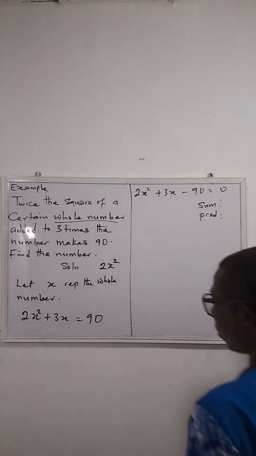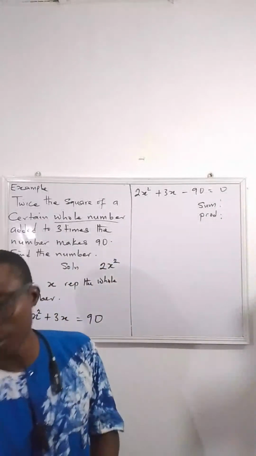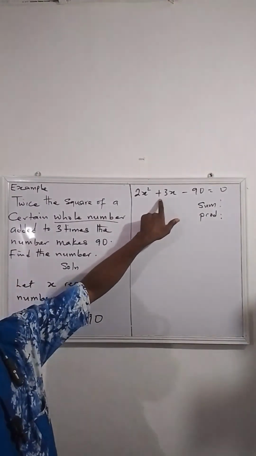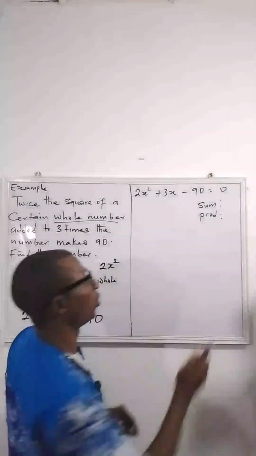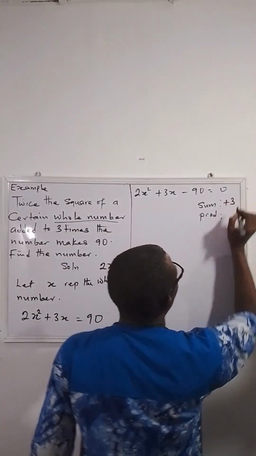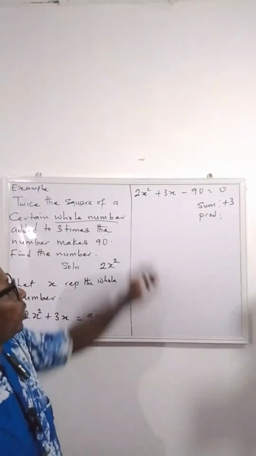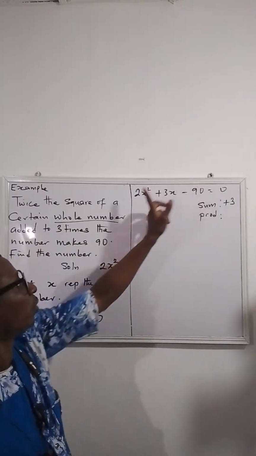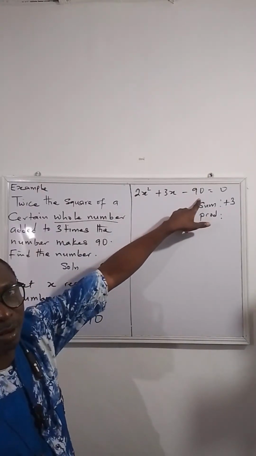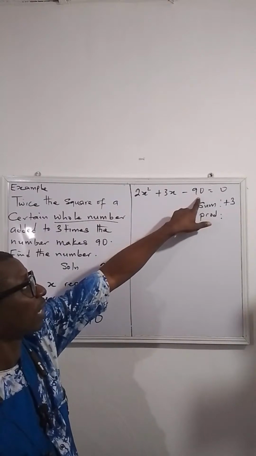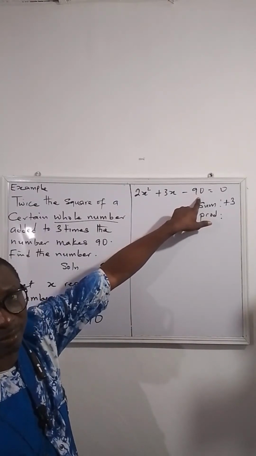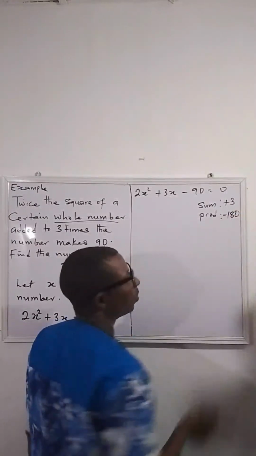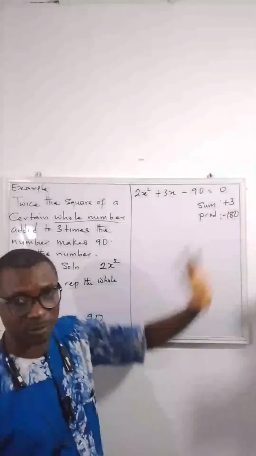Good. Now, it shows that a lot of you are following the class. Now, the sum is the coefficient of x, which is plus 3. So we have plus 3 as the sum. And the product will be the coefficient of x squared here times the number we have here. So we have 2 times minus 90, and that gives you minus 180. So that is going to be the product. So those of you that gave this answer, it means you are correct.